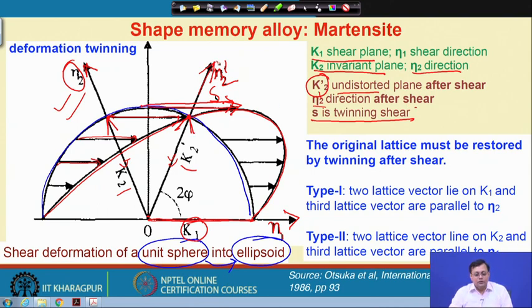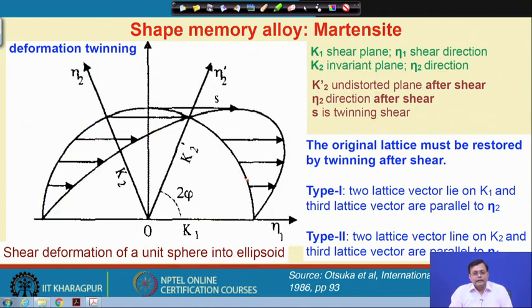So, this is eta 2. Now, if we look at this diagram, we can simply say the original lattice we can restore only by introducing twinning after shear. So, a type 1 twin is basically two lattice vectors that lie on K1, and a third lattice vector that is parallel to eta 2. So, that will be the type 1 twin, and a type 2 twin has two lattice vectors that lie on the plane K2, and it has a direction that is eta 1. So, these are the two different variants, just to explain schematically what the type 1 twin and the type 2 twin are.